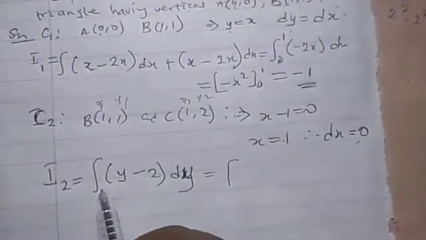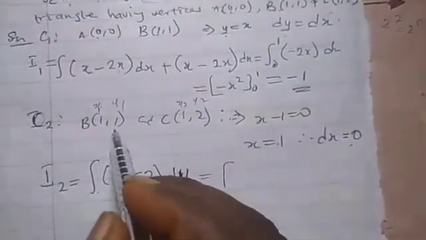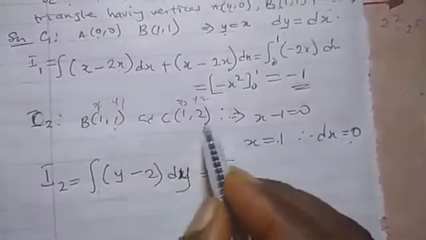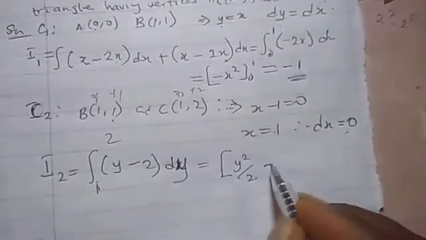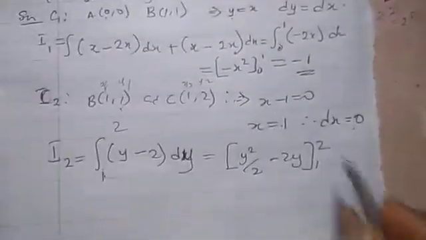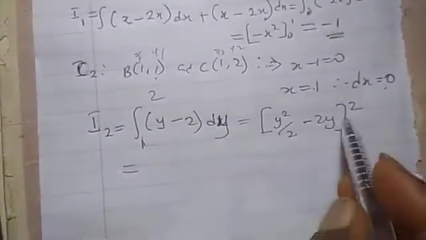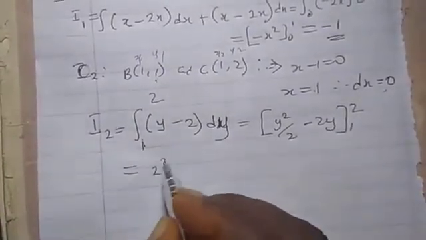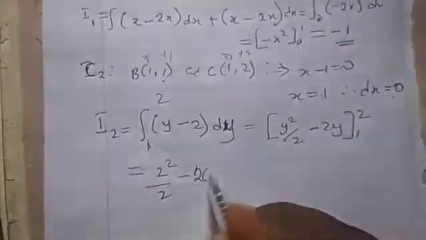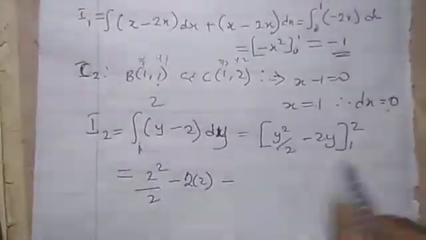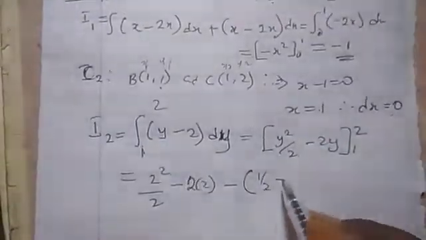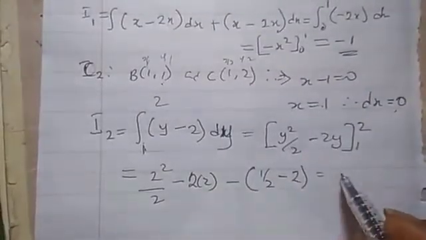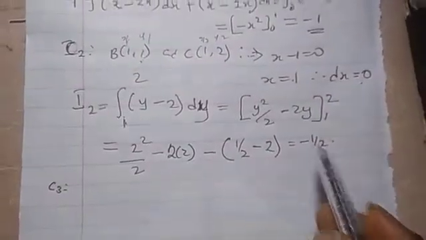So everything now is in terms of y. So we have to make use of the boundary of y, that is 1 to 2. Where we integrate, we have y squared over 2 minus 2y, from 1 to 2. Anywhere we see y first, we put it as 2. This is 2 squared over 2 minus 2 into 2. Then you say minus, anywhere you see y, you put it as 1. This is 1 over 2 minus 2. And when we simplify, we are going to get minus half.